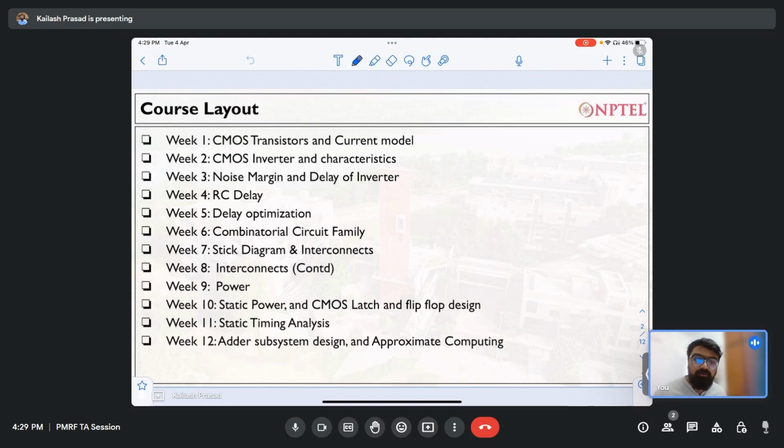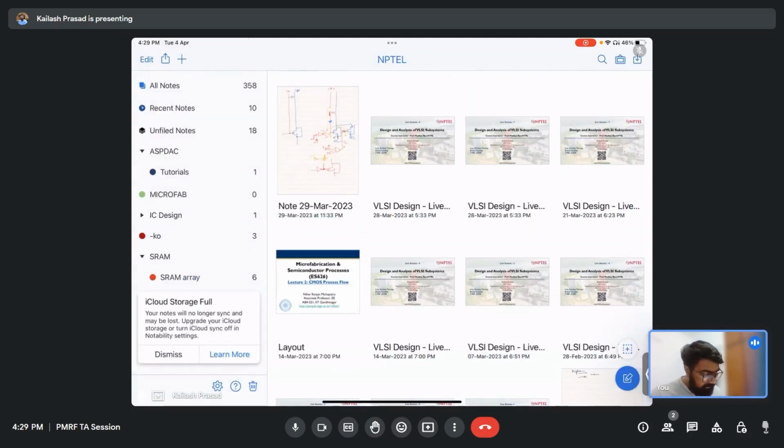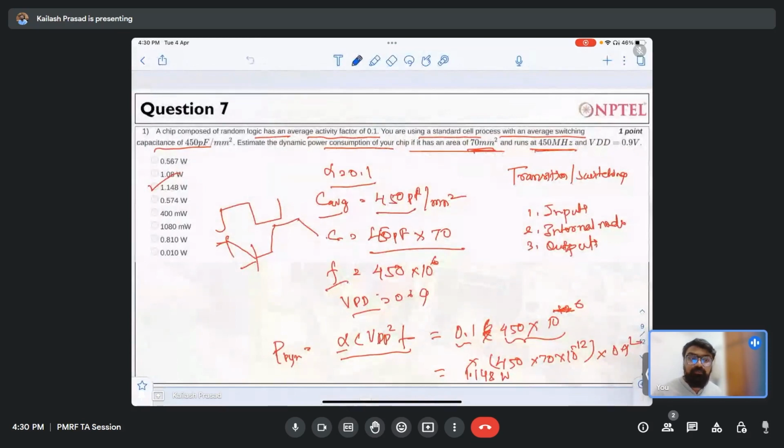Then we learned about the stick diagram, right, by which you can effectively make the standard cell layout. We followed up this discussion with interconnects, right? In week 7 and week 8, we discussed interconnects. And in the last lecture, we were discussing power. So we discussed two questions on power. Here also, we will be continuing that part. So let me first go to the previous lecture. Okay, so these were the two questions.